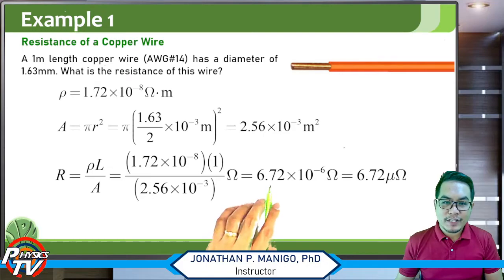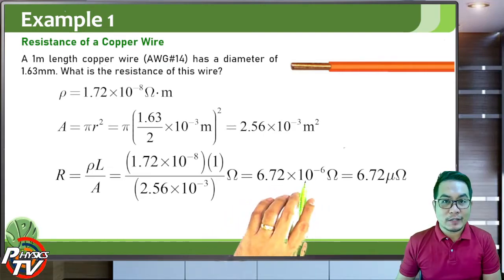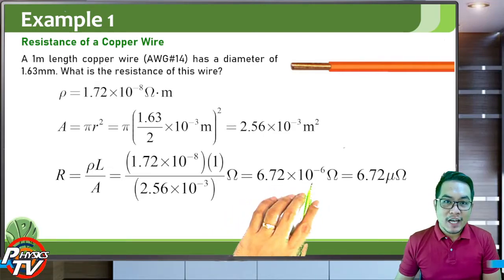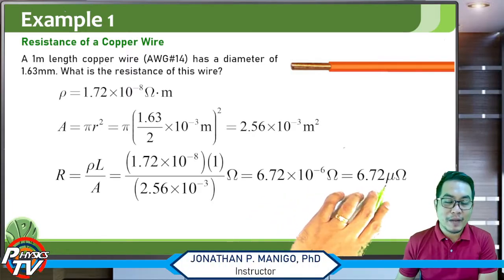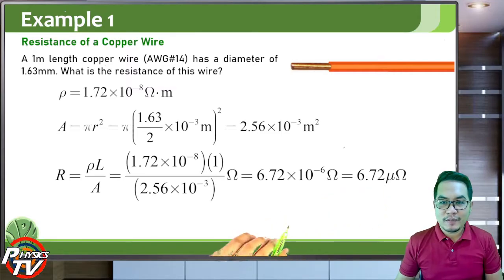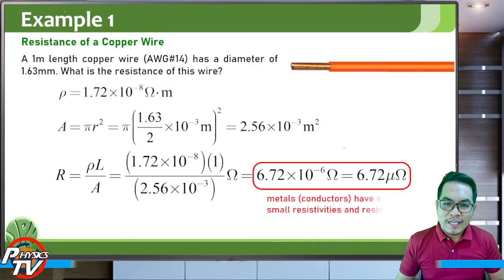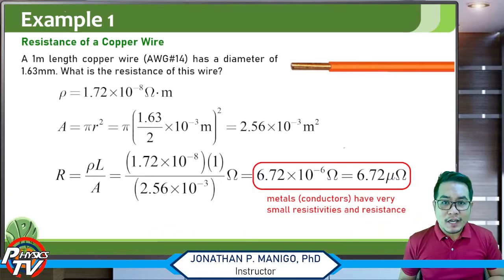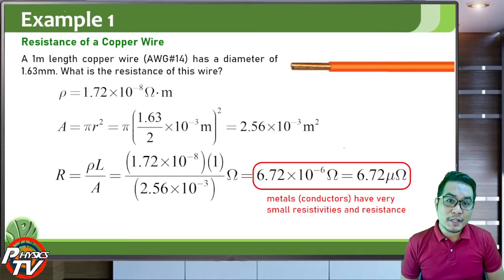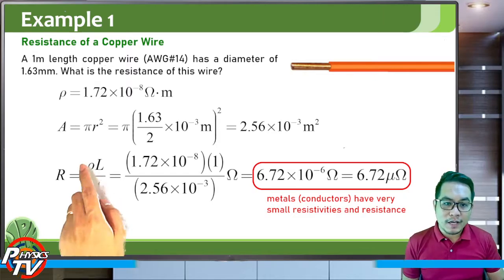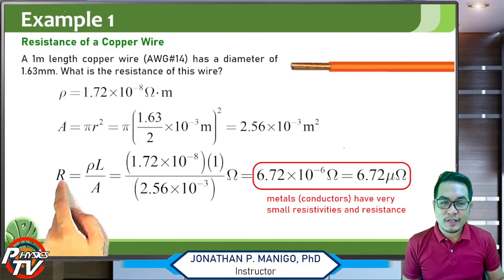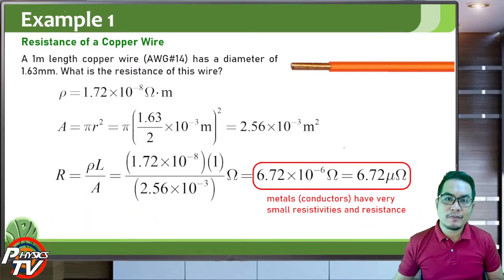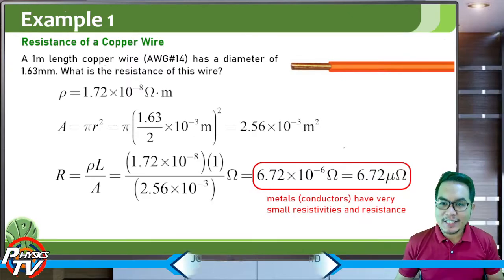So we have 6.72 times 10 to the negative 6 ohms. 10 to the negative 6 is basically divided by 1 million, which is what we call the prefix micro, so 6.72 micro ohms. Since metals have very small resistivities, it follows that they will also have very small resistances. So metals have very small resistivity and resistance.